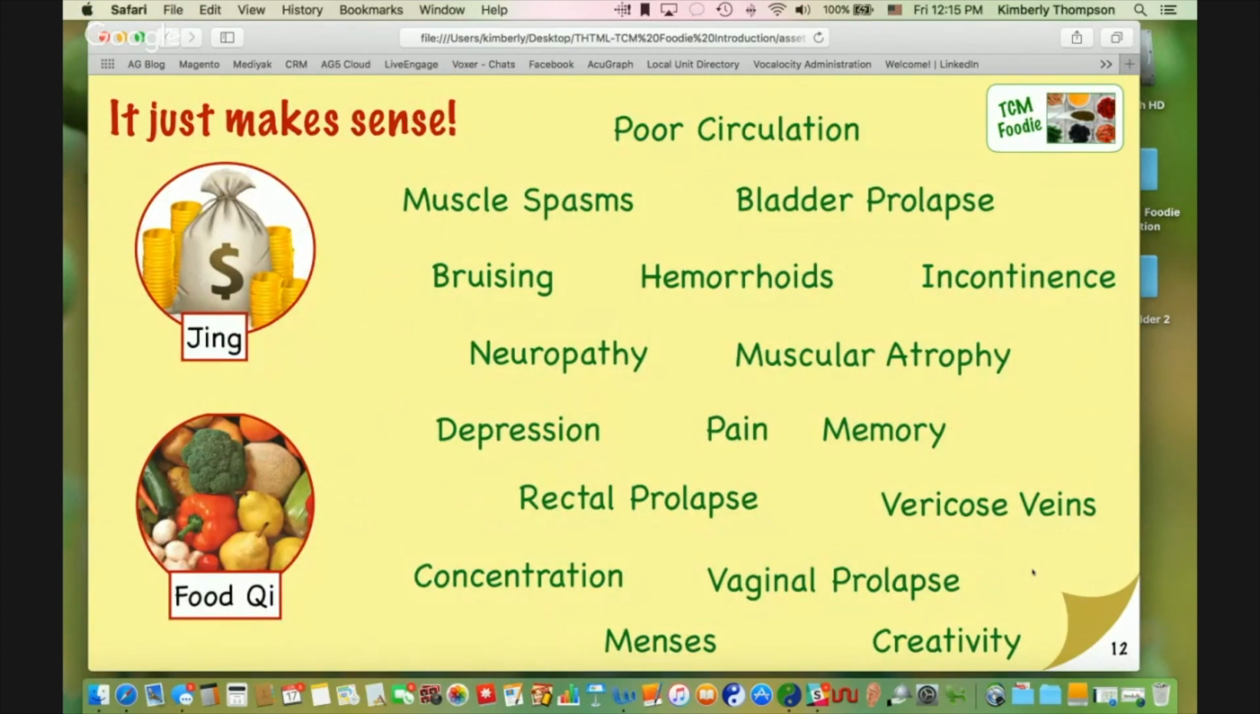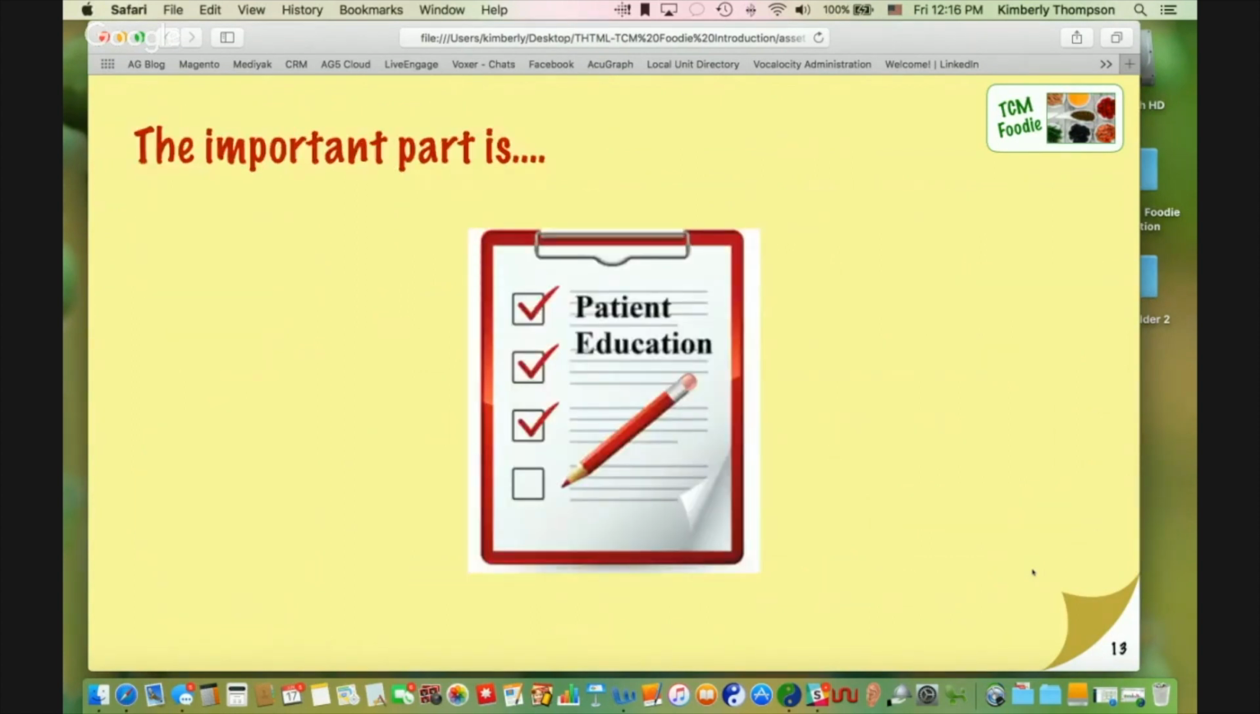So if you can do one thing to help them from a dietary perspective, it would be to teach them how to have a spleen healthy diet. That's the foundation, and that is my first stepping stone for the patients: teaching them a spleen healthy diet.